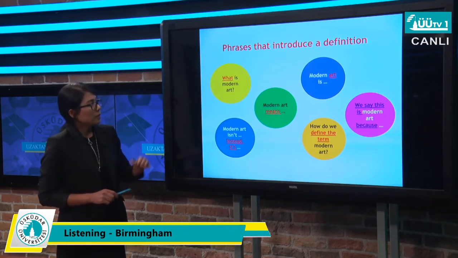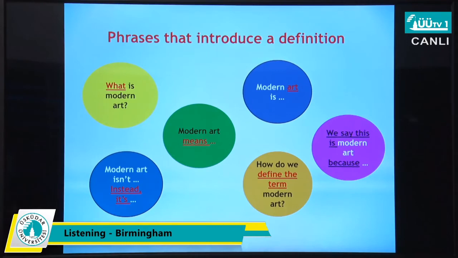The speaker mostly uses this kind of phrases when they are defining something. For example, what is modern art? They can start with rhetorical questions, or they can start with modern art isn't, instead, it is. Modern art means. Modern art is. How do we define the term modern art? We say this is modern art because.